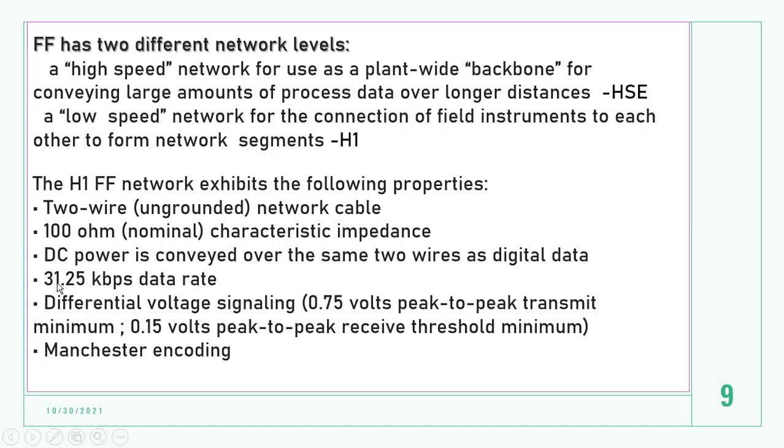It has a 31.25 kbaud rate. The voltage signal is 0.75 volts peak-to-peak at the transmitter, at least 0.75 volts at the transmitter. The receive threshold minimum is 0.15 volts, which is very small. Okay, its communication uses Manchester encoding.